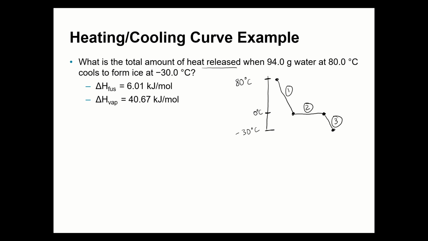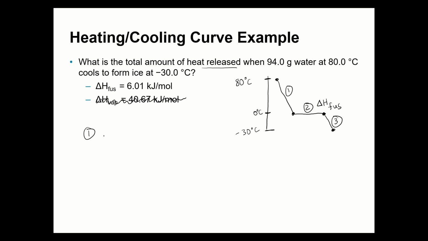We have 2 temperature changes going from 80 to 0 and from 0 to -30, and we've got 1 phase change that's occurring. And remember that if we're going from a liquid to a solid, we're going to need that enthalpy of fusion. Okay, so we don't technically need the enthalpy of vaporization because we are not passing through the 100 degrees Celsius mark, but we will need that enthalpy of fusion.